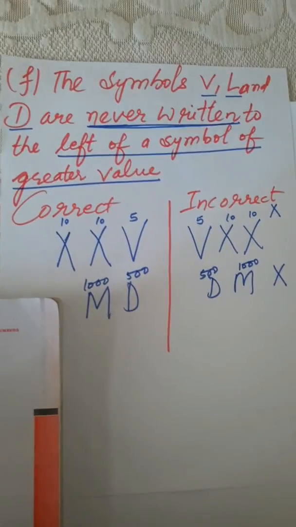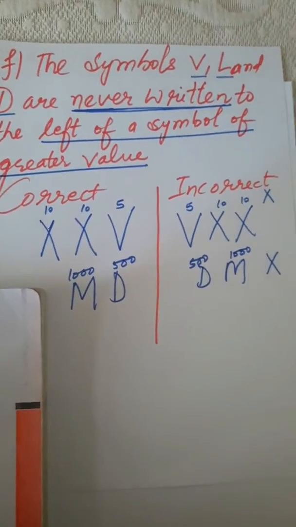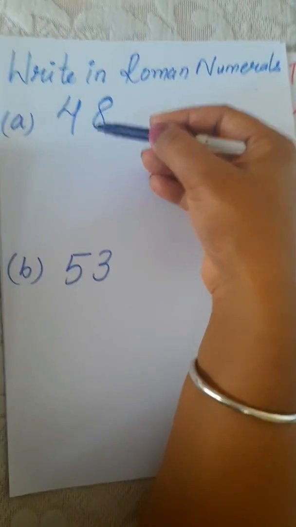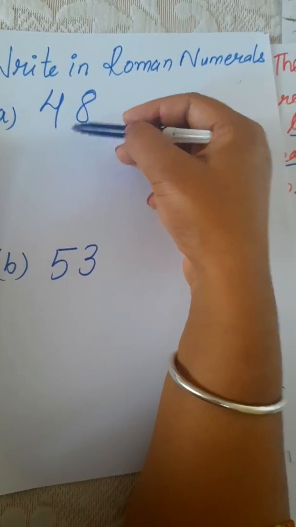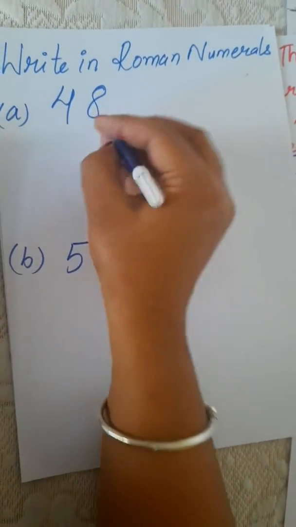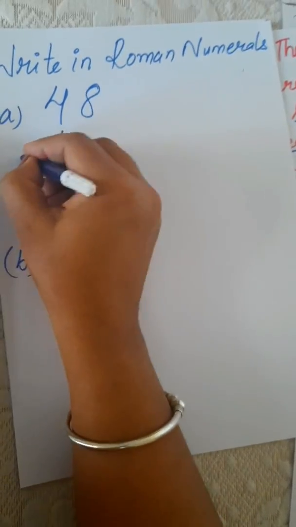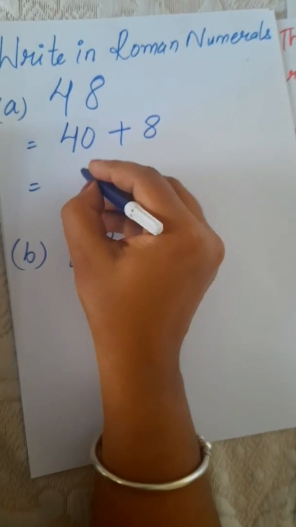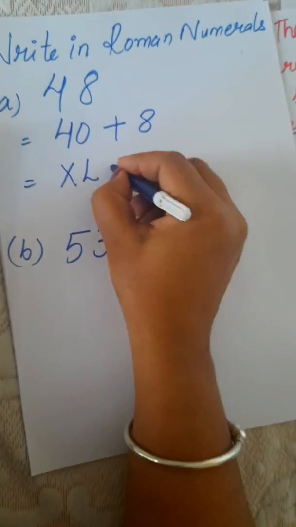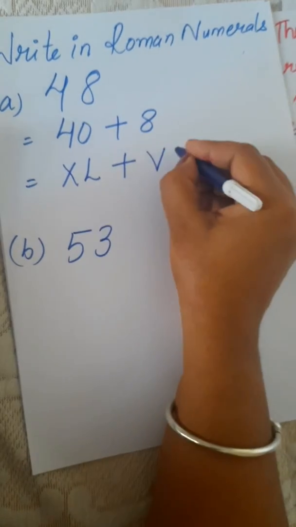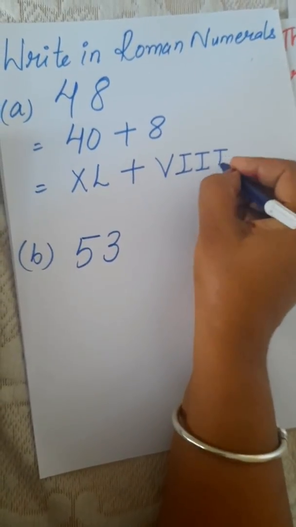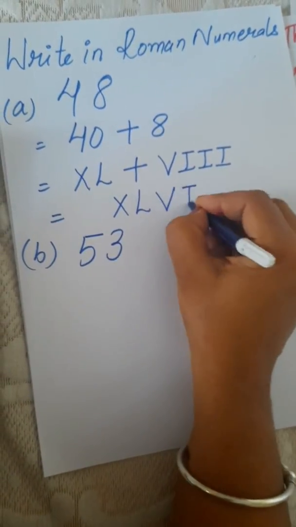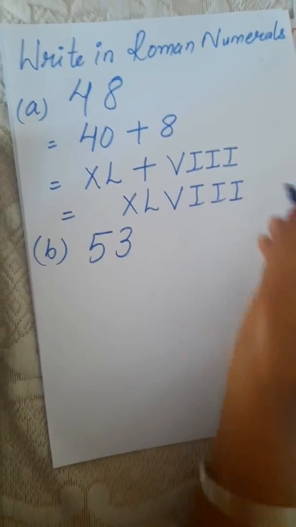So we discussed the rules of the Roman numerals. Now the question is, we have to write in Roman numerals. This is the Hindu-Arabic numeral and I have to write this in Roman numerals. For this you have to break this. You will write 40 plus 8, and the Roman numeral of 40 is XL and 8 is VIII. So it will equal XLVIII.